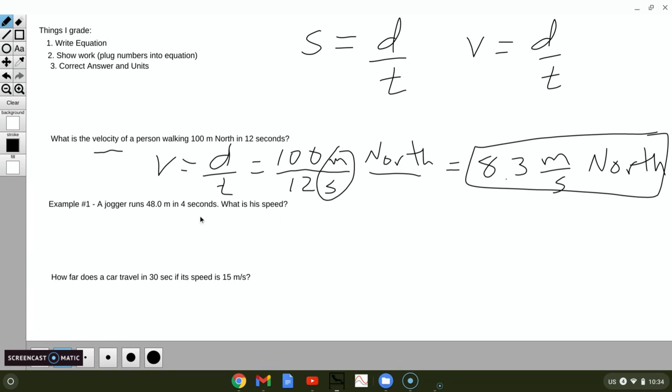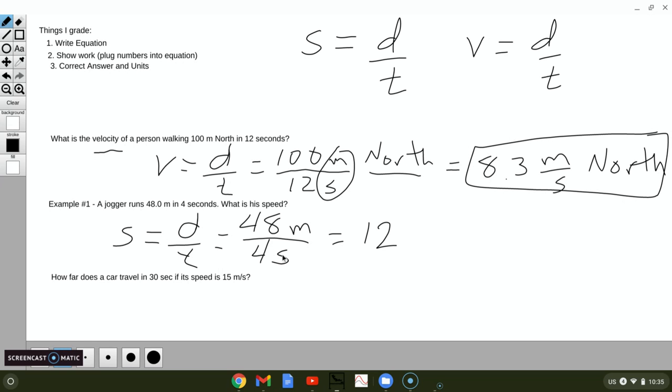So what is his speed? So they want speed. We want this equation this time. So write the equation. S equals D over T. All right. What is my distance? That's the how far. That's meters. It'll be 48.0 meters divided by the time, which is 4 seconds. So 4 seconds. Don't need a calculator for this one. 48 divided by 4 is 12.